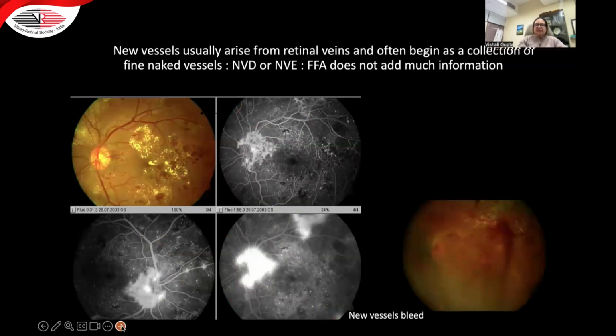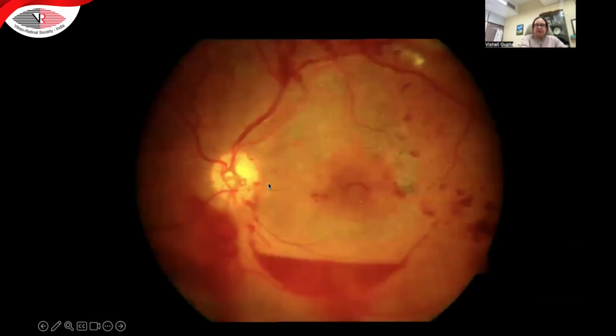Now, these new vessels are fragile. They usually arise from retinal veins, they are abnormal, and they're actually a collection of fine naked vessels. So these fragile vessels tend to bleed, and they may cause vitreous hemorrhage or preretinal bleed. So this is what you can see, this patient of NVD which has bled. Here it is shown beautifully that you have NVD and the blood is trickling down and it is forming a boat-shaped hemorrhage as well as vitreous hemorrhage nasally.